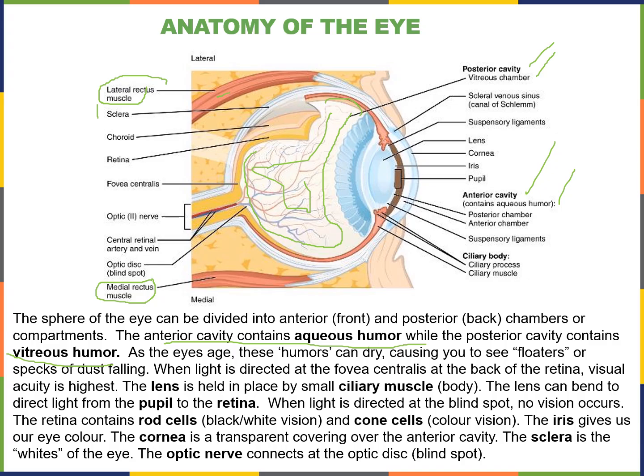The choroid is the second layer. And the choroid has a lot of blood vessels. It's the nutritional kind of layer. And the third layer is the retina. The retina is where we find the photoreceptors. And the photoreceptors are called rod cells and cone cells.